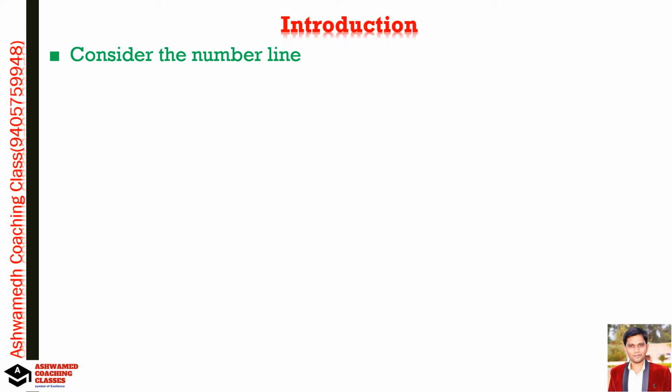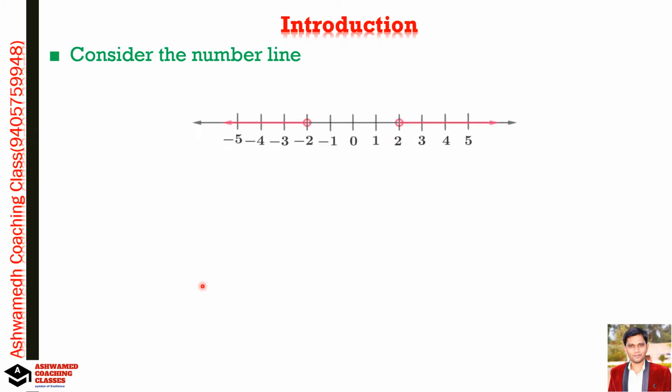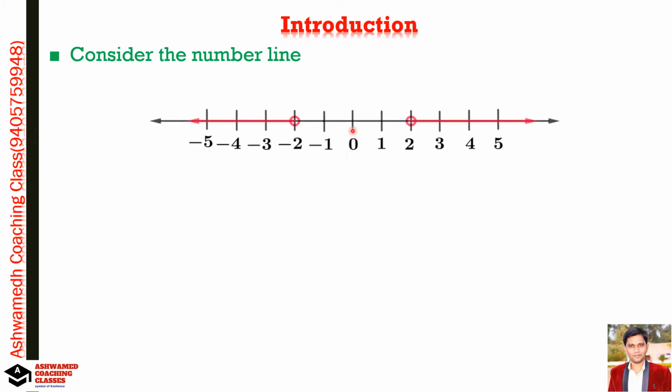Now consider the number line. Everybody knows the number line. As we know, the number line is like this. See, we have the 0 at the center, and positive numbers are on the right hand side and negative numbers are on the left hand side. Am I right? So these are the positive numbers.